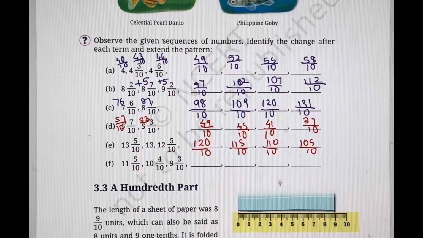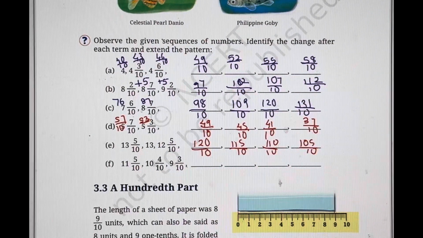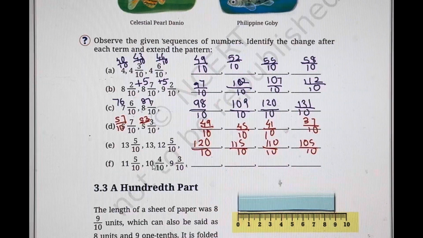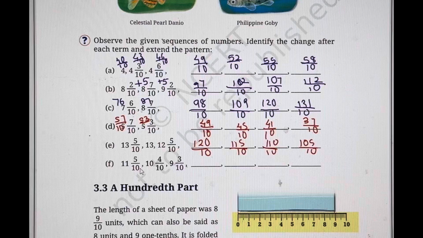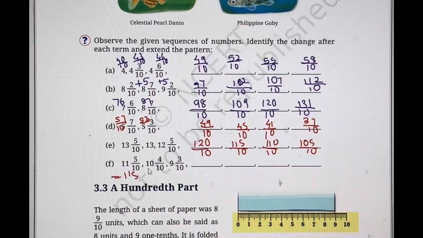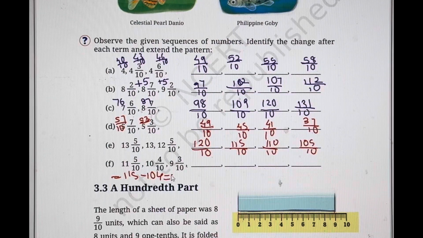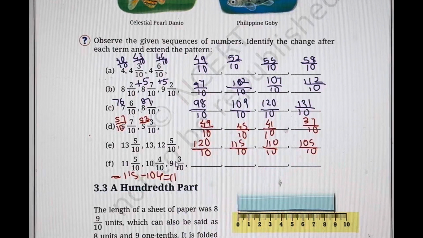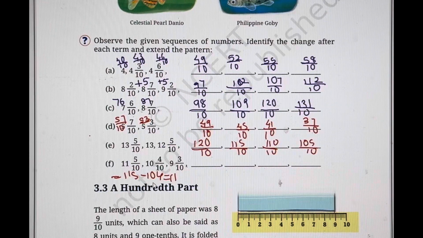Question number F. In this, if we see the pattern, 11 whole 5 upon 10 and 10 whole 4 upon 10. So if we convert this, this becomes 115 and this becomes 104. And if we subtract them, we get the difference as 11. So this difference is 11. Again, 104 minus 93 is also 11. So what are we doing? We are subtracting 11 over here.